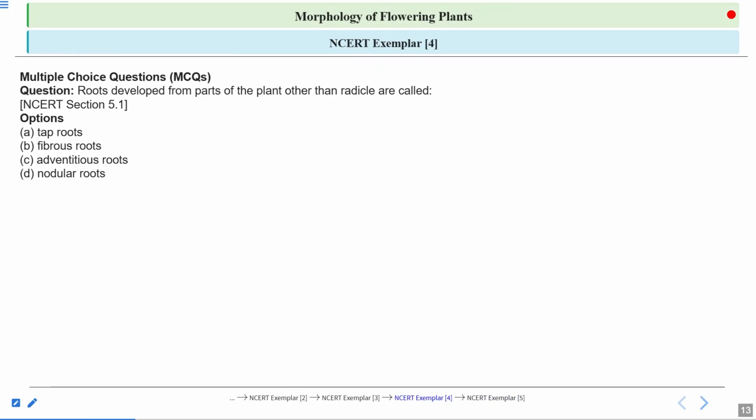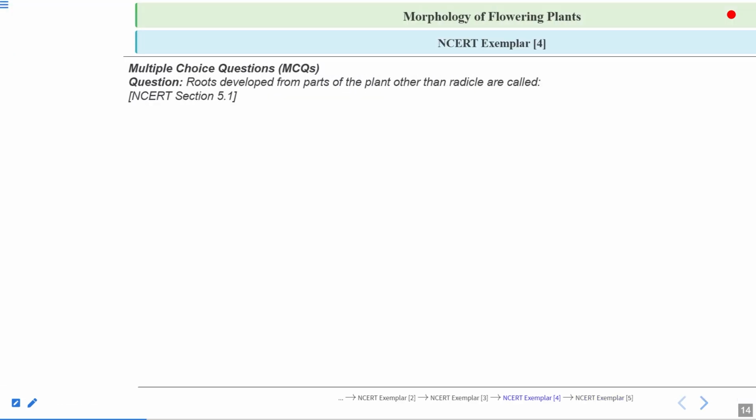Next question. Roots developed from the parts of the plant other than radicle are called. So this is our question. Let us see the options. A. Taproot. B. Fibrous root. C. Adventitious roots. And D. Nodular root. Let us see the answer of this question.